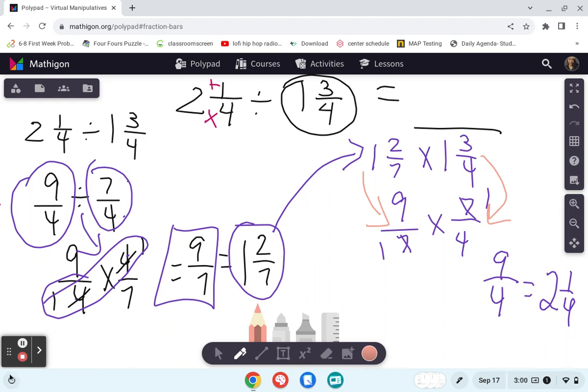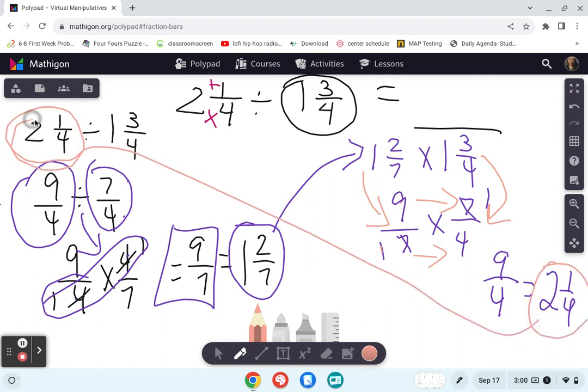And 7 and 7 again can be simplified to 1/1. And it just makes it easier for multiplication. So I multiplied 9 times 1 and got 9, 1 times 4 and got 4. And then I did simplify my 9/4 and I got 2 1/4. And that was the dividend I started out with. So my math is mathing.